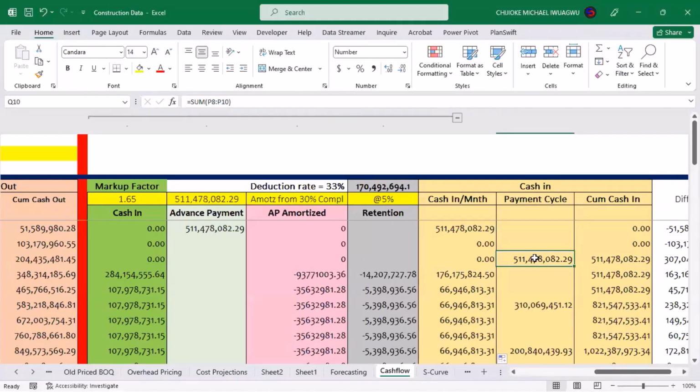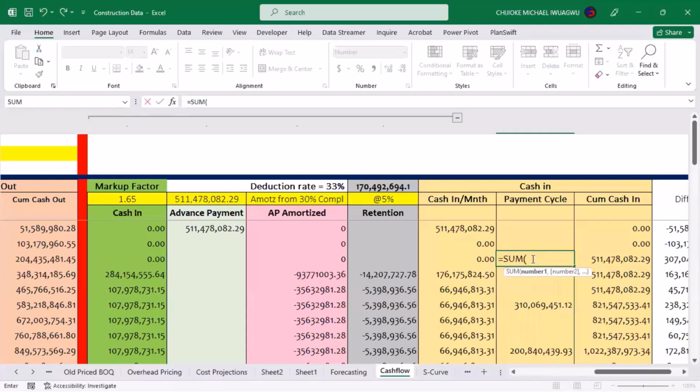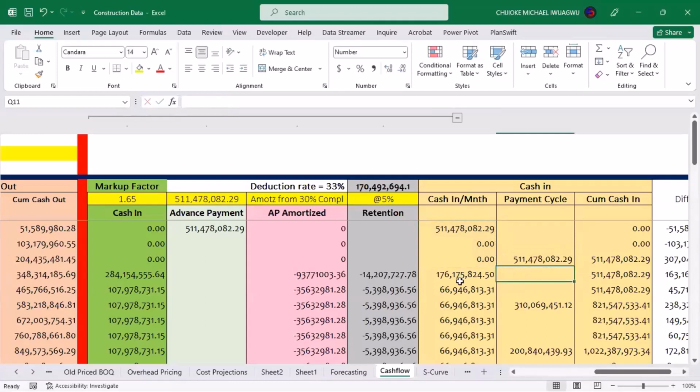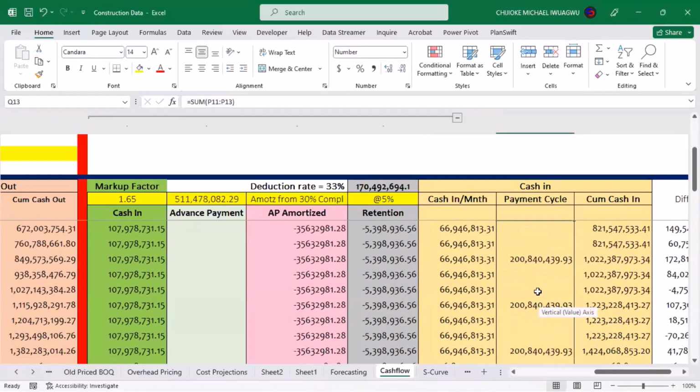And what I am doing here is that I am now summing up all the months that are before that period. And it is equal to... So everything that has happened before this period up to this point will now come here, and everything that has happened from the next one up to this point will now come here. All right? That is what I did under my payment cycle.